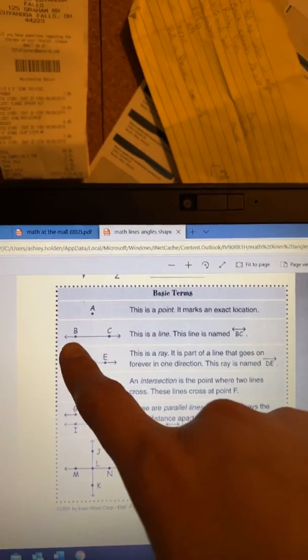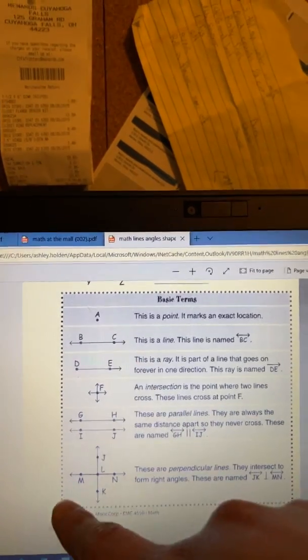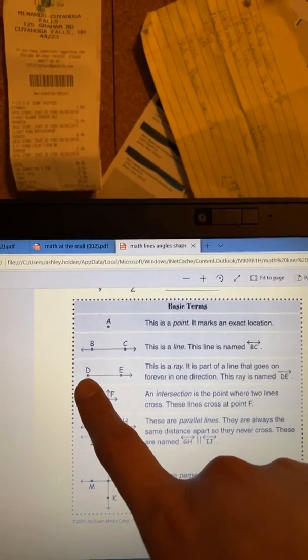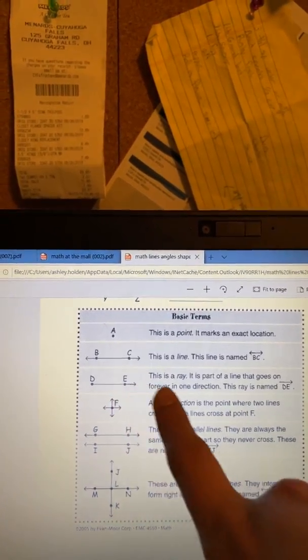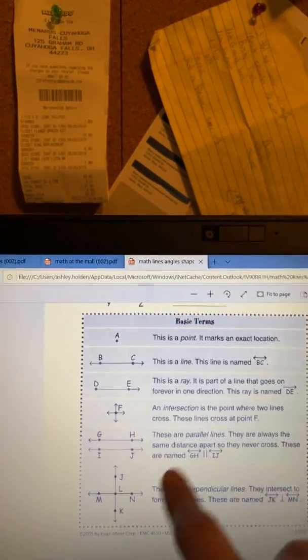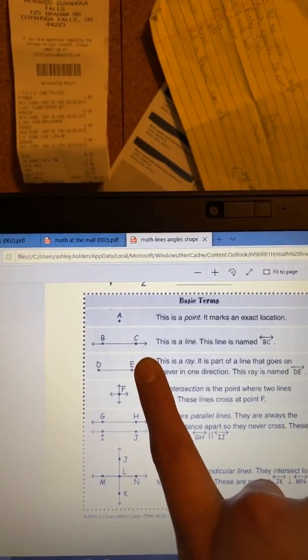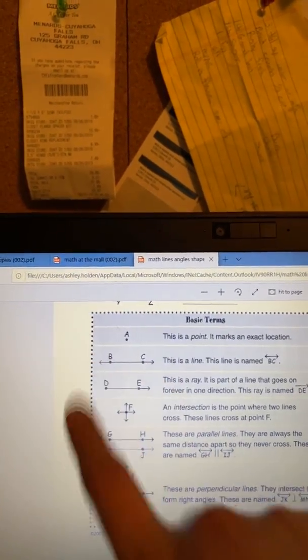A line has an arrow on both sides. It'll continue on forever in both directions. A ray, on the other hand, will have an endpoint on one side, and the other side will be an arrow, so it only continues on in one direction. I know it's not up here, but a line segment would look like this. It would just be a line between 2 endpoints. It wouldn't have any arrows on either side of it.